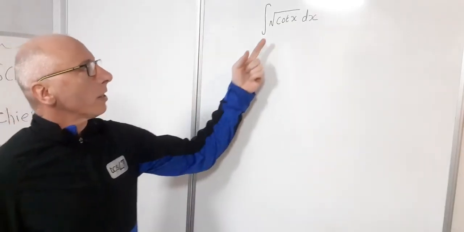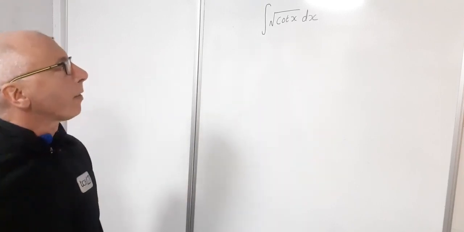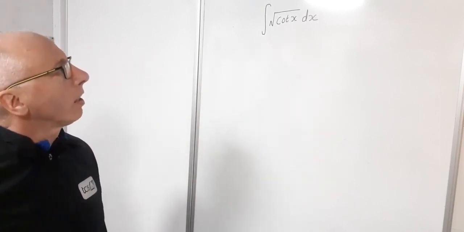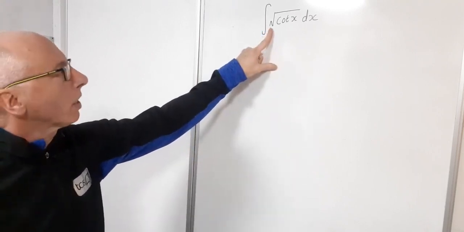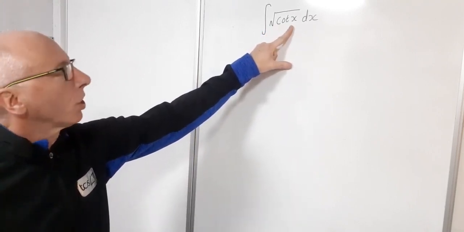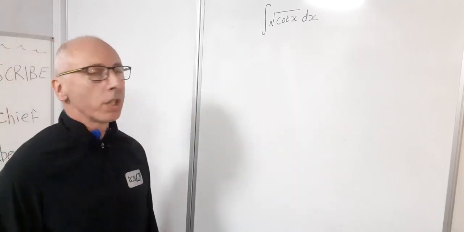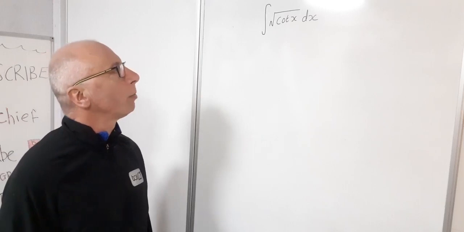Okay, so we're going to integrate the square root of cotangent x. Now, trying to integrate this function here, we've got a couple of problems. We've got the radical here and a trig function on its own. So we're going to need some sort of u substitution and trig identities to try and help us.